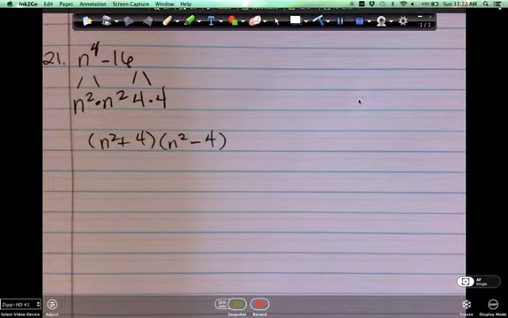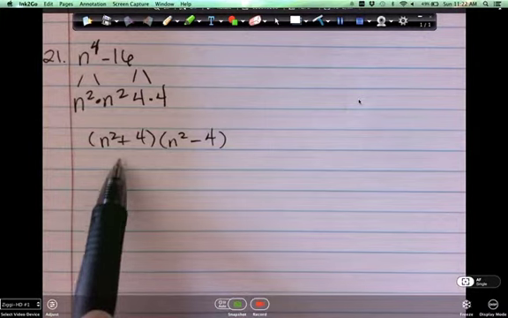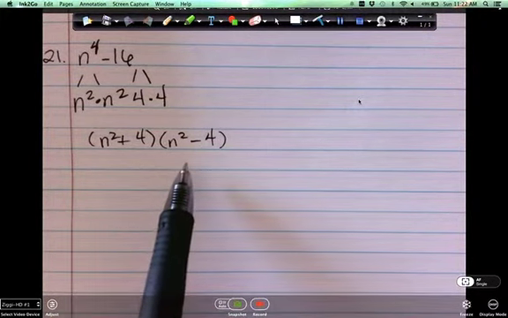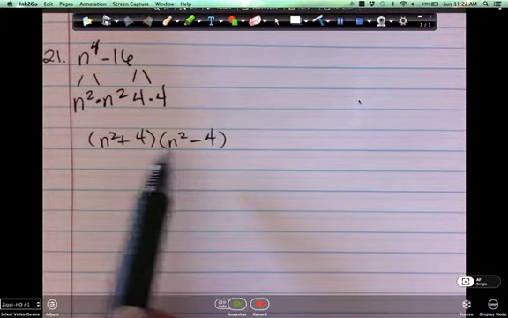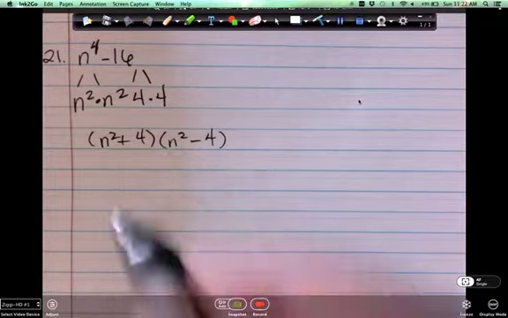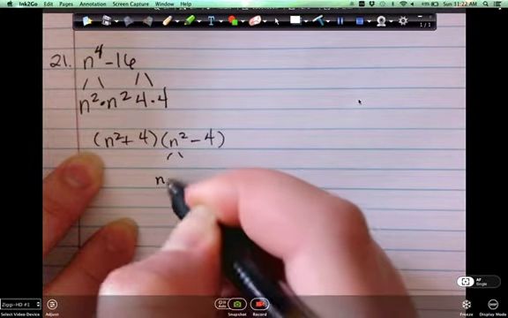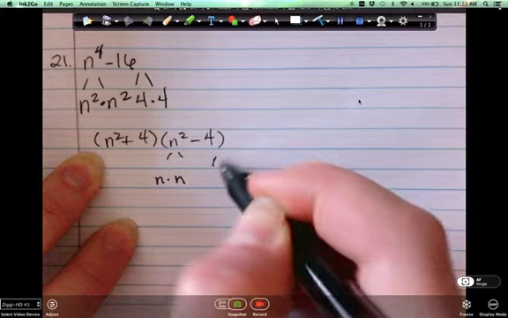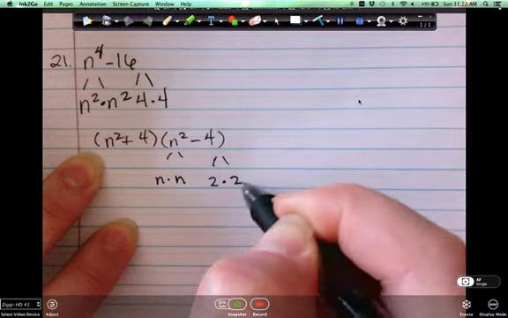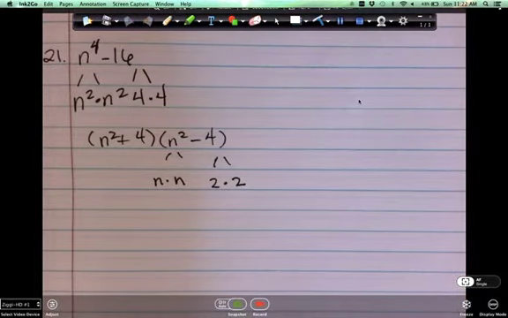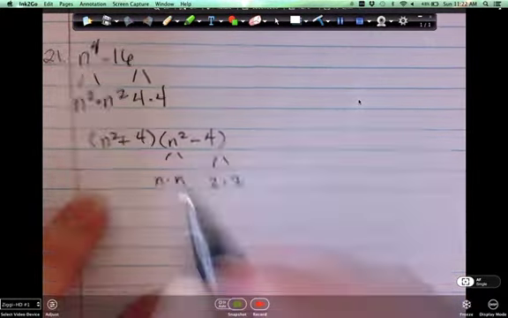I'm almost done here, but while this one is prime because it's got a plus sign, this one is actually still able to be factored because n squared is the perfect square of n times n, and 4 is the perfect square of 2 times 2. Again, if you're not sure, just look over here on your perfect square sheet. It tells you. So that means that this has to break down again.